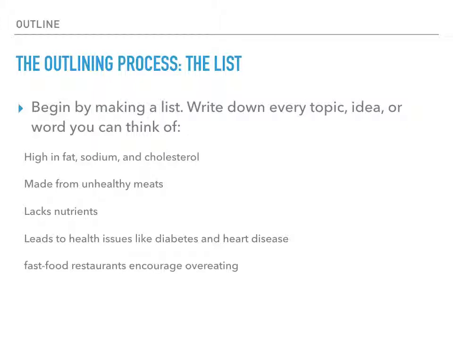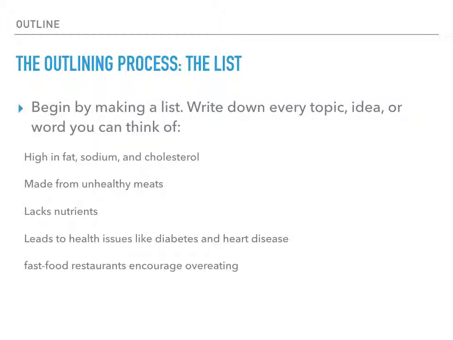All right, so now that we've gone through the 4 reasons for why outlining is important, let's begin talking about this process. So what does it look like to begin outlining? Like I mentioned earlier, you can begin with a list. Begin by writing down every topic, idea, word you can think of that goes along with your topic. So for example, the example I used earlier on fast foods, I've already kind of created this list, right? I began to think about what words or ideas fit into this topic of fast food.